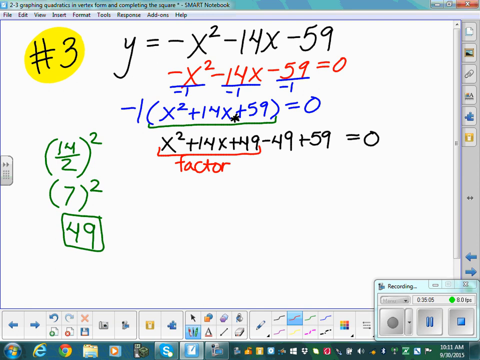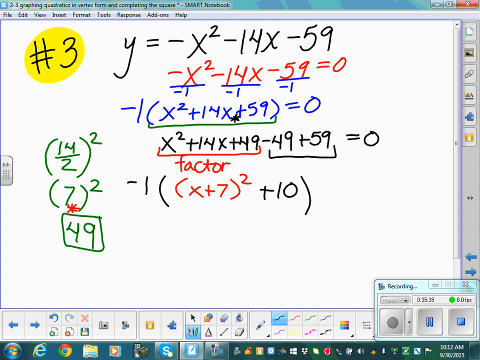You look back to what was inside the parentheses before you squared it, and we had a positive 7. So this is going to factor to be x plus 7 squared. And then we're going to combine negative 49 plus 59, which is positive 10. And we're not quite done. Almost. What did we have up here? Negative 1. So we have negative 1 times that stuff.